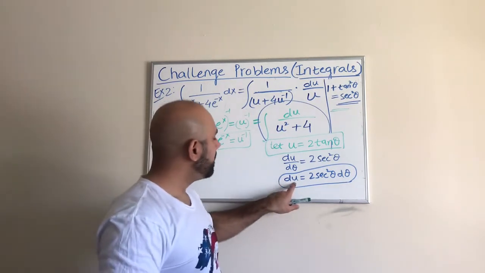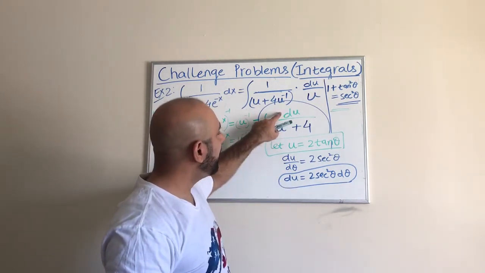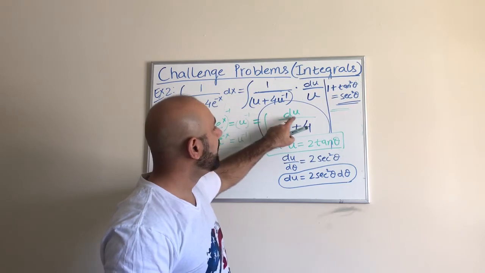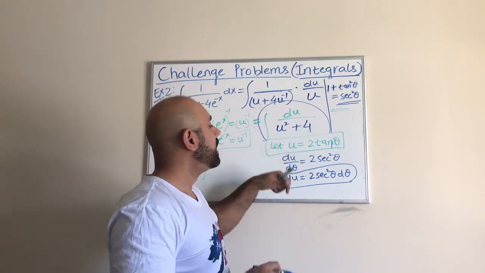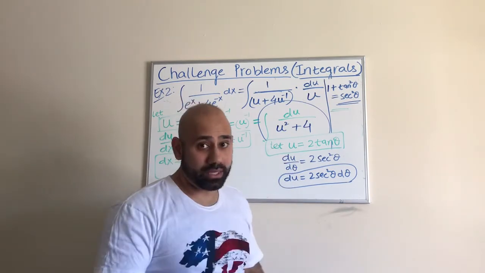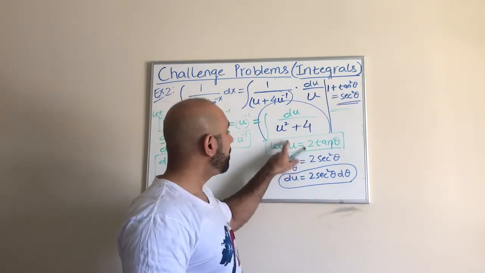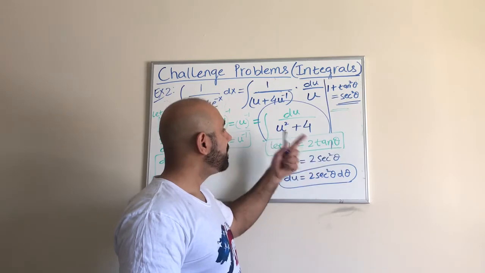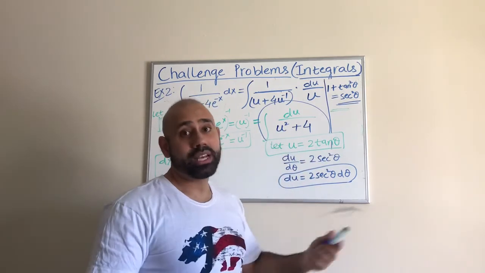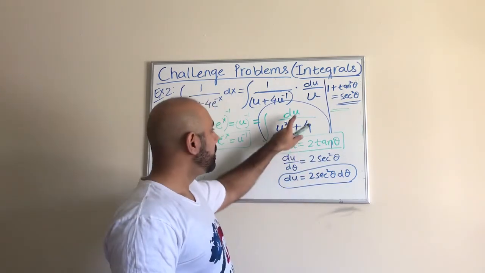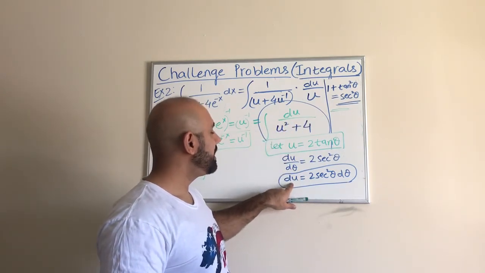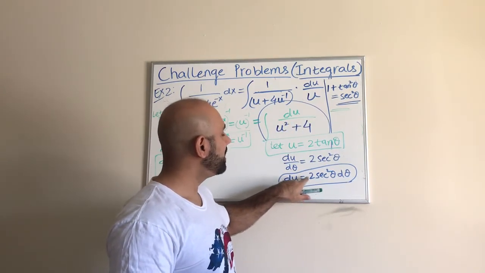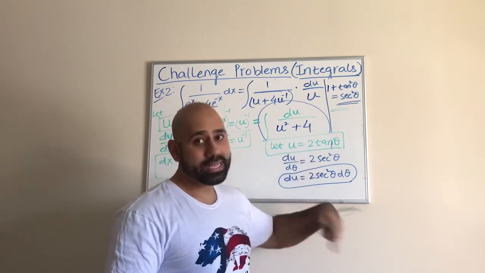Why am I solving for du and not d theta? Because guys, I look back at this function right here. The idea of substitution is to change it from one variable to the other variable. Now I'm changing it from u to theta. So I have to change everything in terms of theta. When I see this du right here, that's why I directly solve for du rather than d theta, because then I will be able to write du in terms of theta and d theta.